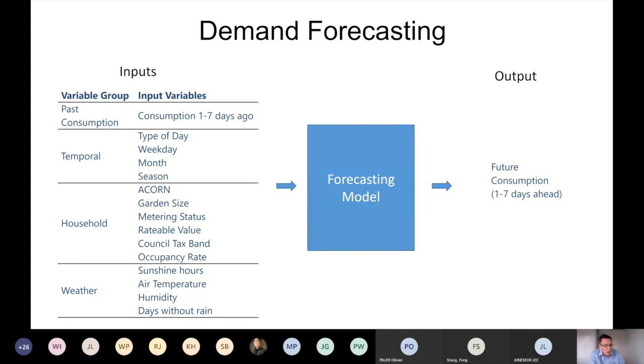The household data was available up to a point. Anything from ACORN data, which is really about the social affluence of the people who live in the properties, categorized anything between socially affluent to financially stretched. Garden size, existence and size, metering status, because not all properties were metered ideally. Rateable value and council tax band, these are basically some government data on the value of properties, which then is indirectly related to the consumption as well, to the size and the consumption, and occupancy rate. And of course, in terms of weather, we had all the basic variables.